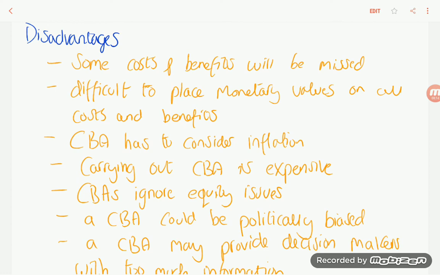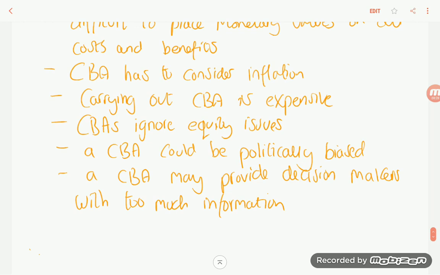In the future, money will probably be worth less than it is now due to inflation. This needs to be factored into a CBA, but it's difficult to accurately predict how much money will change in value. There's often a significant cost as a result of carrying out a CBA. This can cause government failure, especially if the CBA doesn't provide useful information.